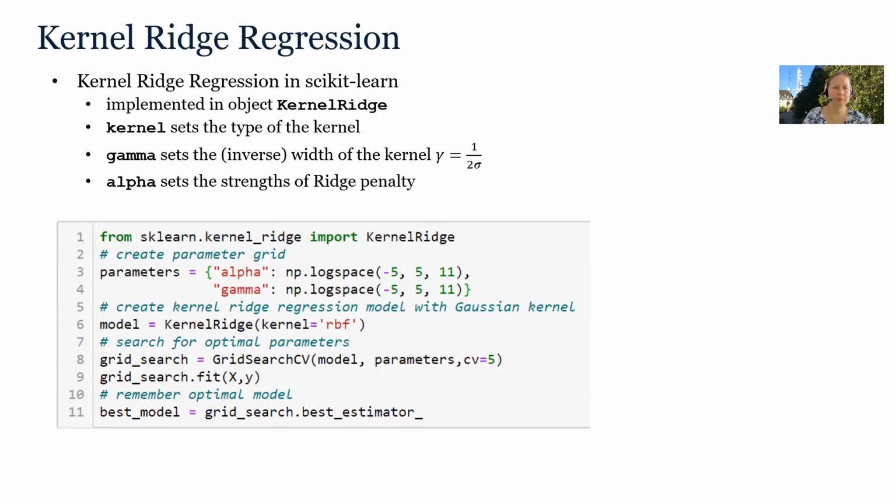Kernel ridge regression is implemented in scikit-learn through the object KernelRidge. And the parameter kernel defines the type of the kernel. If we set it to RBF, which means radial basis function, that will give us the Gaussian kernel. We have two hyperparameters. Gamma sets the inverse width of the kernel, so it's 1 over 2 sigma squared. Large gamma means small kernel and the other way around. And alpha is the strength of the ridge penalty as usual. And we need to find these two hyperparameters using GridSearchCV.